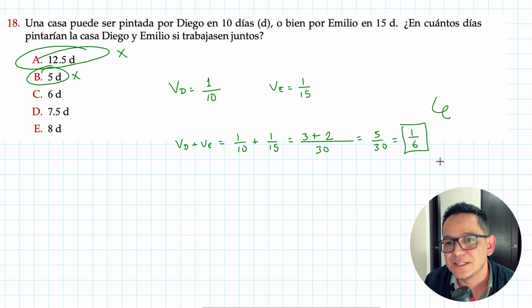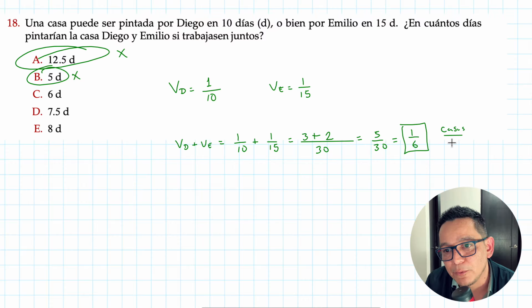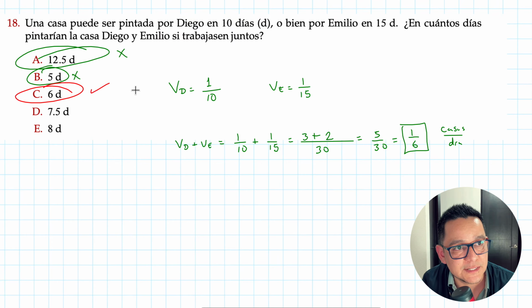What does this speed mean? Well, this speed has units of houses per day. What am I saying here? Well, I'm saying that between the two, they paint a house every 6 days. So, in how many days will Diego and Emilio work together to paint the house? Well, if they paint a house every 6 days, then the answer is 6, right? So it will take them 6 days to paint a house. Therefore, the correct answer should be option D.